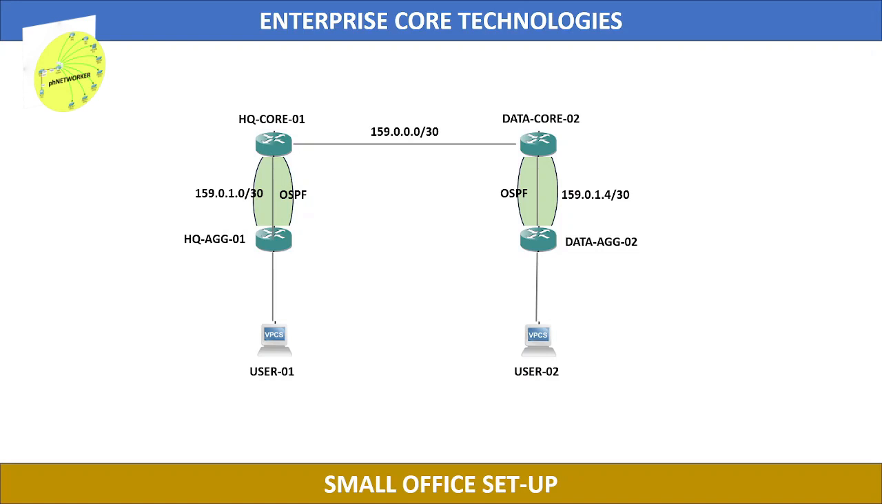This is about enterprise core technologies. For now, we will start in a small office setup. Okay, so what we're gonna do for this video, we'll set up a core, and as you can see there, they have core 1 and data core 1, and then we have this aggregate switch or router, and then we have one user each on each location. So without further ado, let's get started.